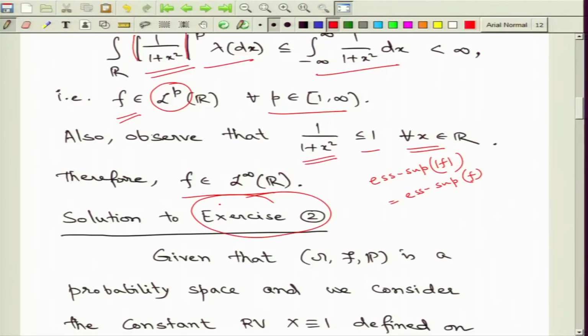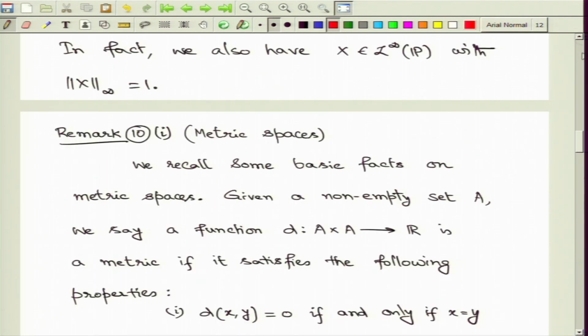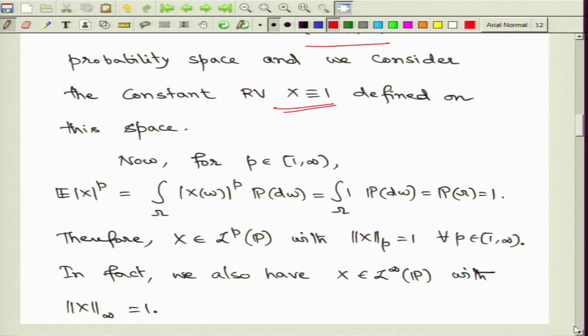All right. So, let us look at the similar situation involving random variables, and we go to discuss exercise number 2. Here our idea is that we are going to look at the random variable which is identically equal to 1 defined on some probability space (Omega, F, P). Now, for this constant random variable, we do not need to separately talk about any measurability properties, it is already given to us, but we need to check the appropriate integrability properties.